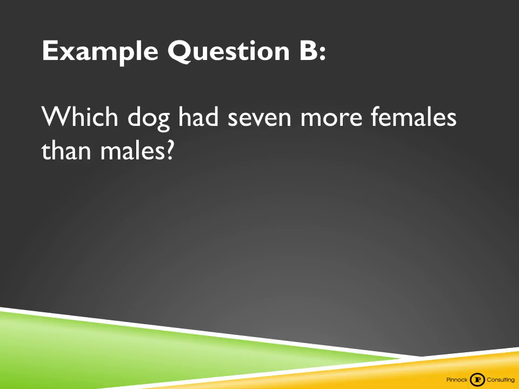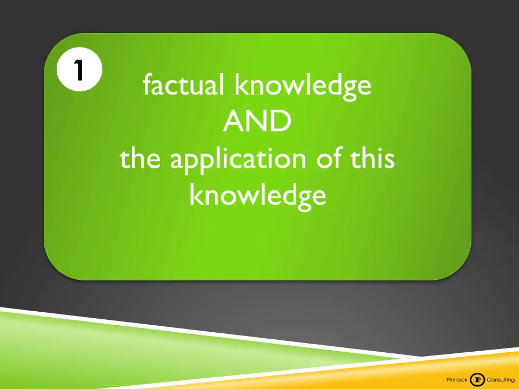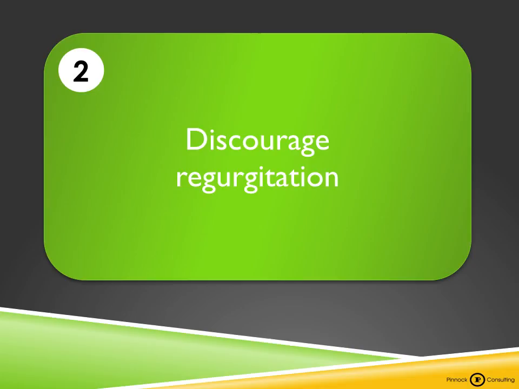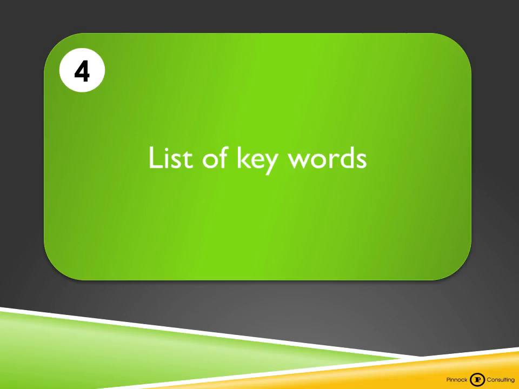Now, how do we help our learners overcome these issues? The first is emphasize the importance of both factual knowledge and the application of this knowledge to scenarios and examples. Next, discourage the regurgitation of facts. Make sure they actually apply what they learn. We need to expose our learners to a variety of different questions and coach them on the approach to the different questions. And most importantly, we need to provide the learners with a list of keywords and explain to them what each of these words mean. And this list of words can be found on the PDF attached after this video clip. You're welcome to download this, print it, and give it to your learners.